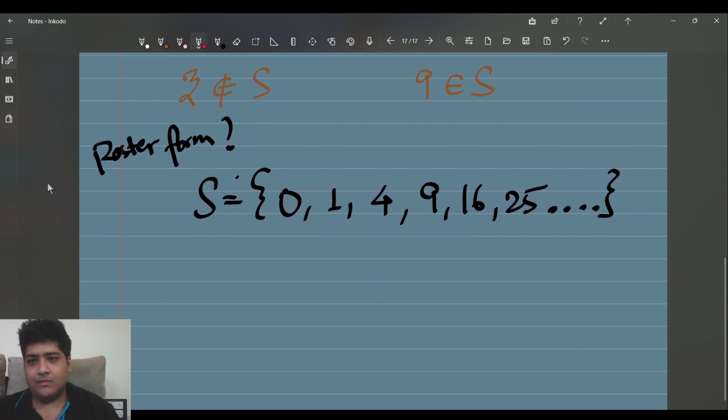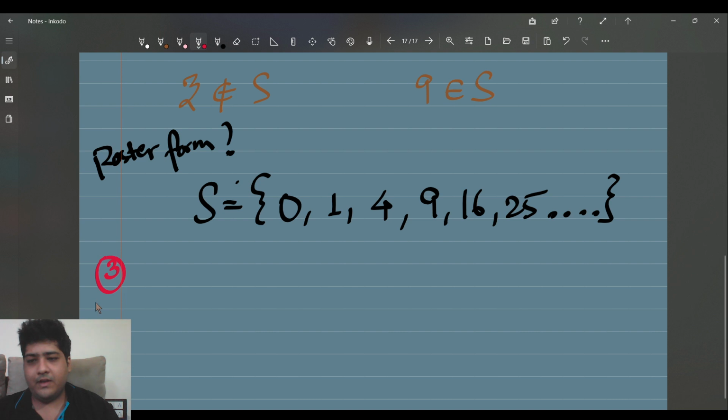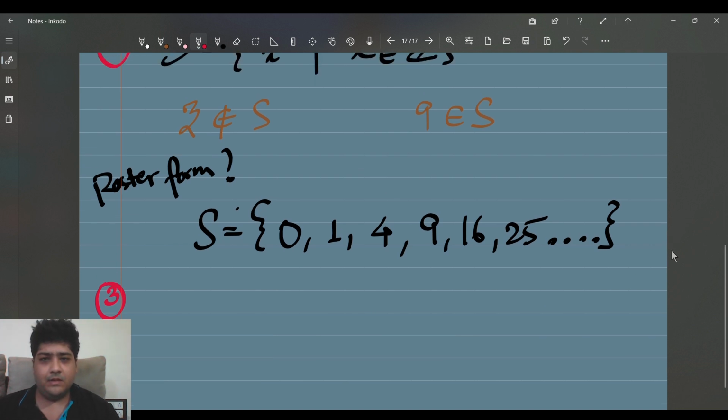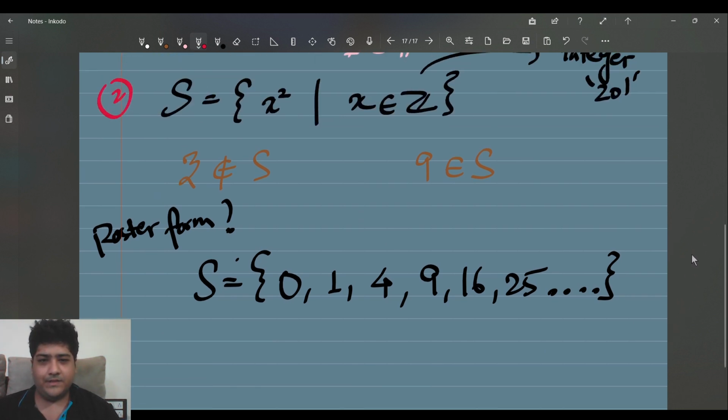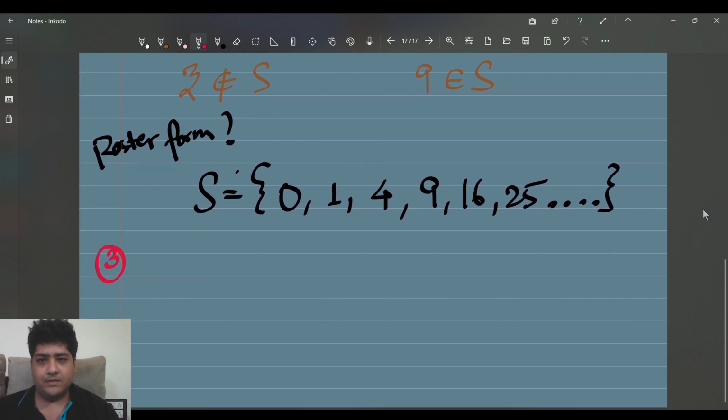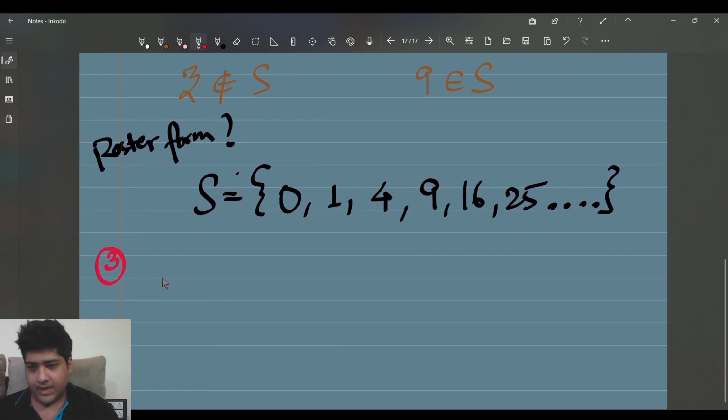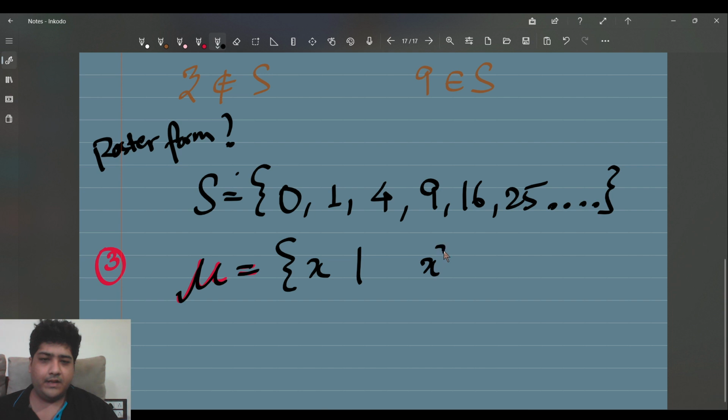So one way of representing is less tedious in a lot of places, so we'll use that way of representation. We'll look at these now. So I'll represent a new set now. Mu, so just to say that the name can be anything, mu is equal to the set of all x's such that x square plus 1 is equal to 0, and x belongs to R. X is a real number.